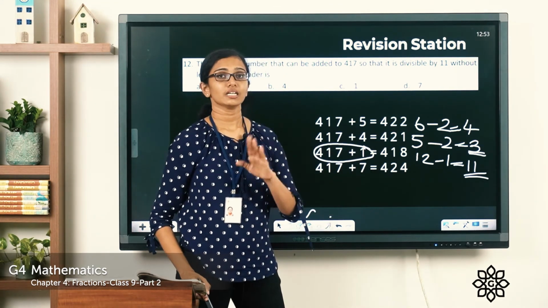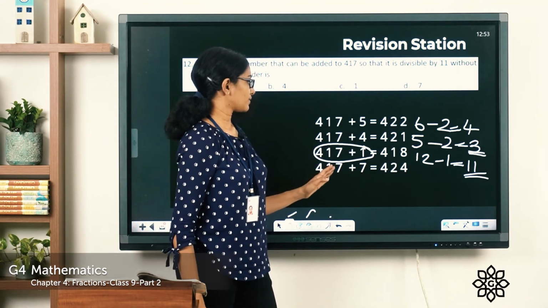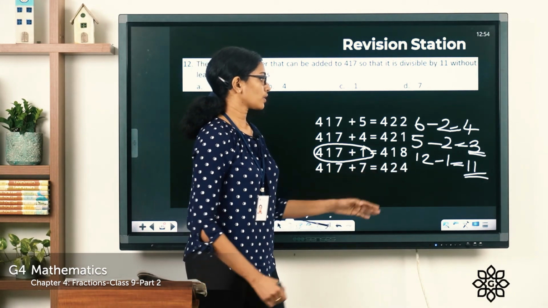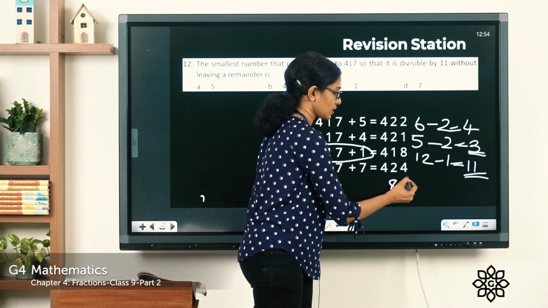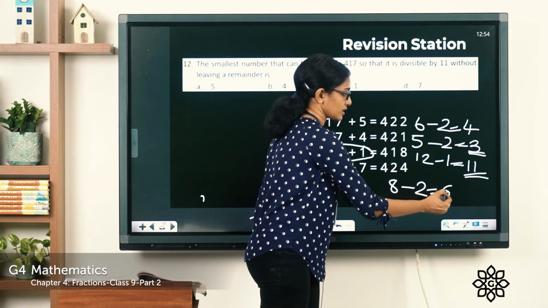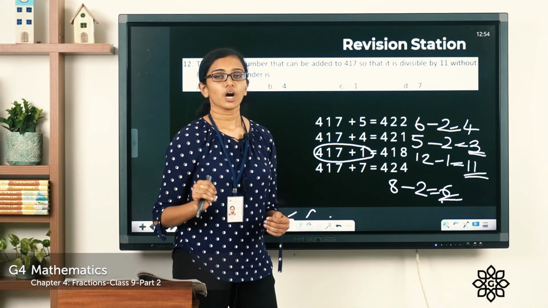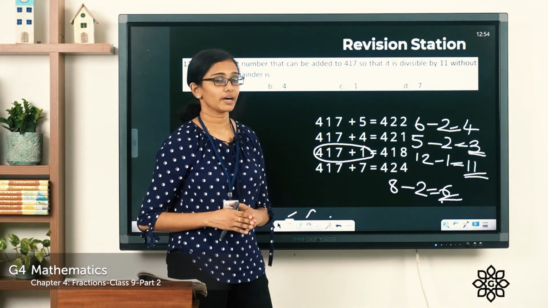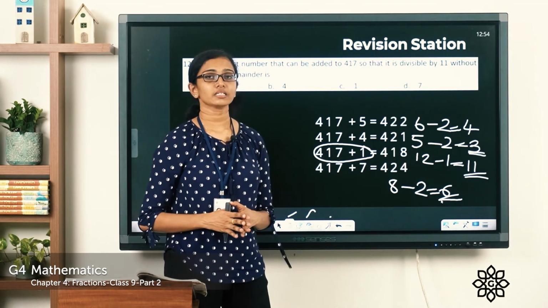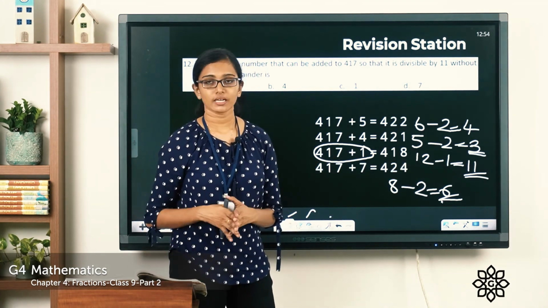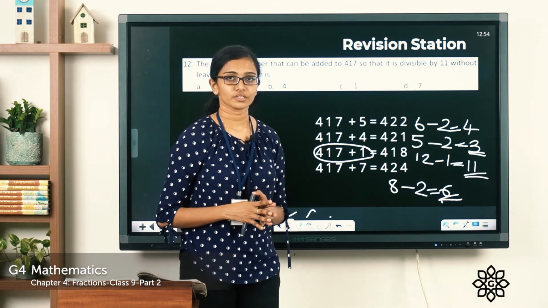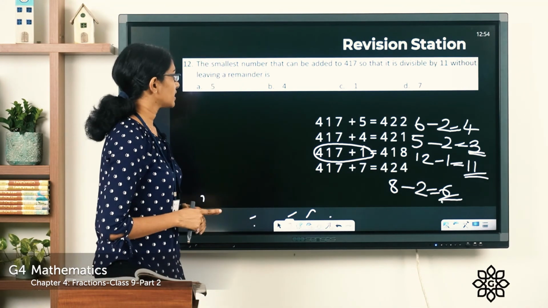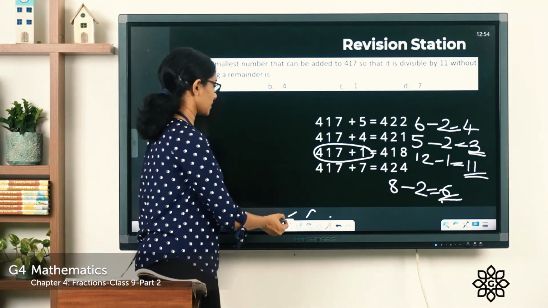Now let's check the last option as well. 417 plus 7, which is equal to 424. 4 plus 4 is equal to 8, minus 2, that is equal to 6. So the only option here which makes it divisible by 11 is 1, and that is also the smallest number given among the options. So what is the answer to this question? The answer to this question is option C, 1. So you can write it here.